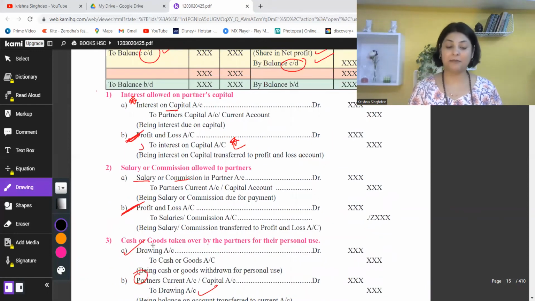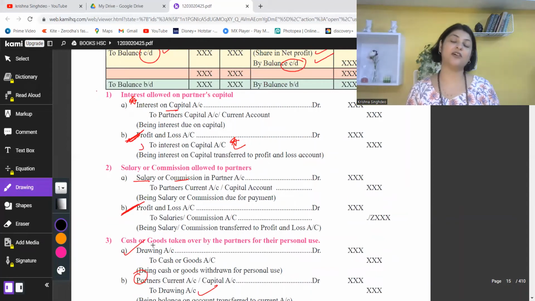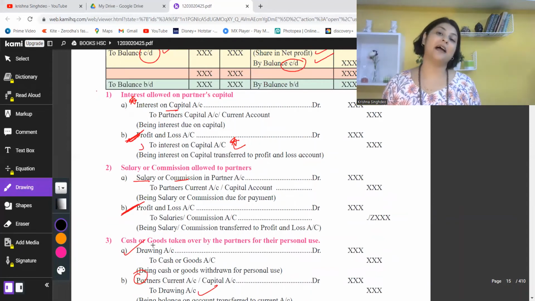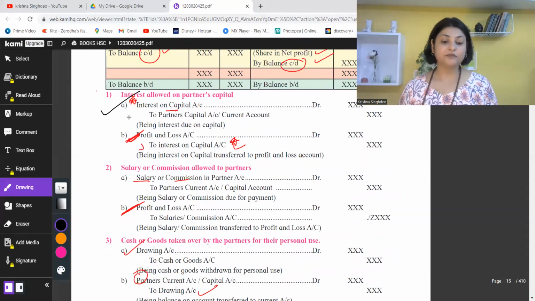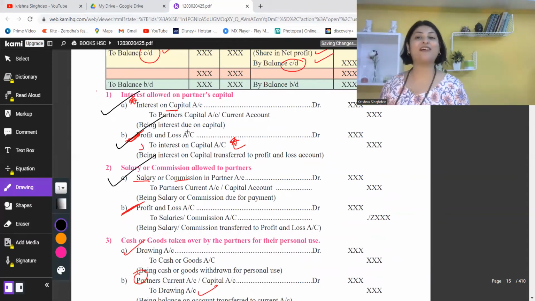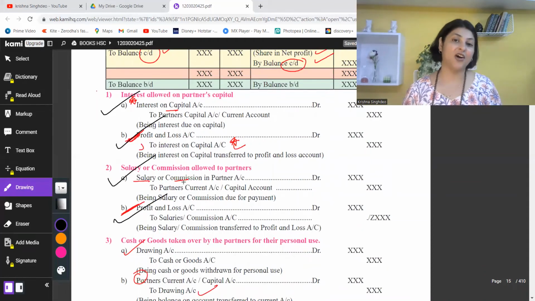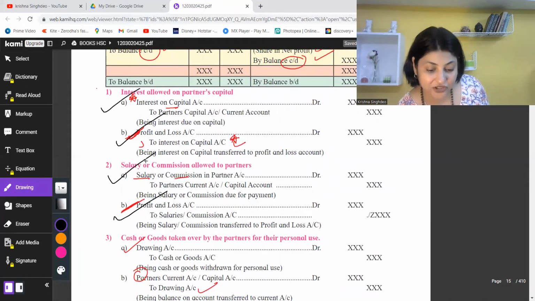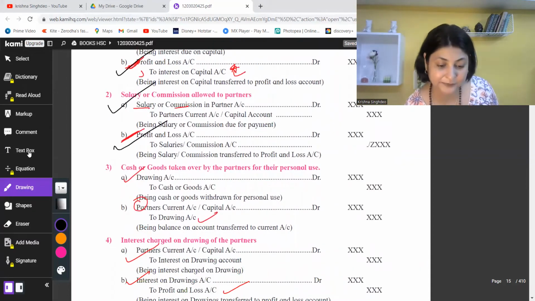This is interest on capital account, debit to partners' capital or current account. In this case, because we are maintaining a fluctuating capital account, no current account is maintained. This is the entry. Then for transferring this interest on capital to profit and loss account, this is the entry. For salary and commission, this is the entry. I'm just ticking them off because we have already discussed this in detail in the previous class. And then profit and loss account. Then later on, cash or goods transacted. This is also going to come over here.